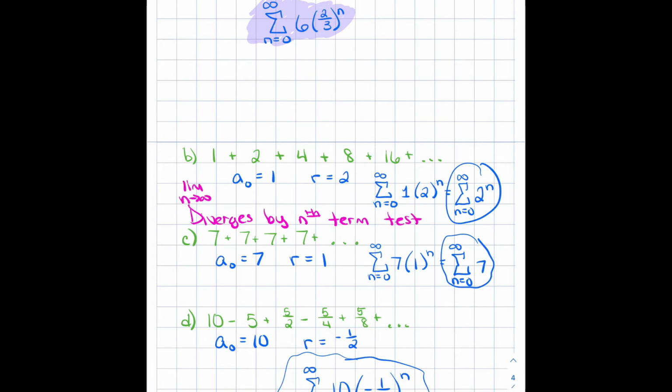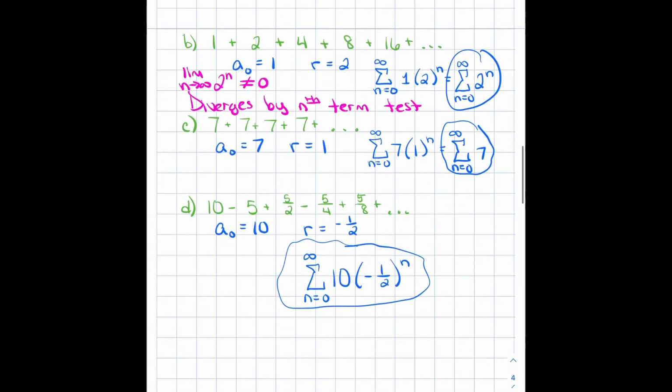Because the limit as n approaches infinity of 2 to the n does not equal 0. Similarly, on part C, we're just adding 7 plus 7 plus 7. There's no way this is getting smaller. So the limit as n approaches infinity of 7 does not equal 0, so it diverges by the nth term test.